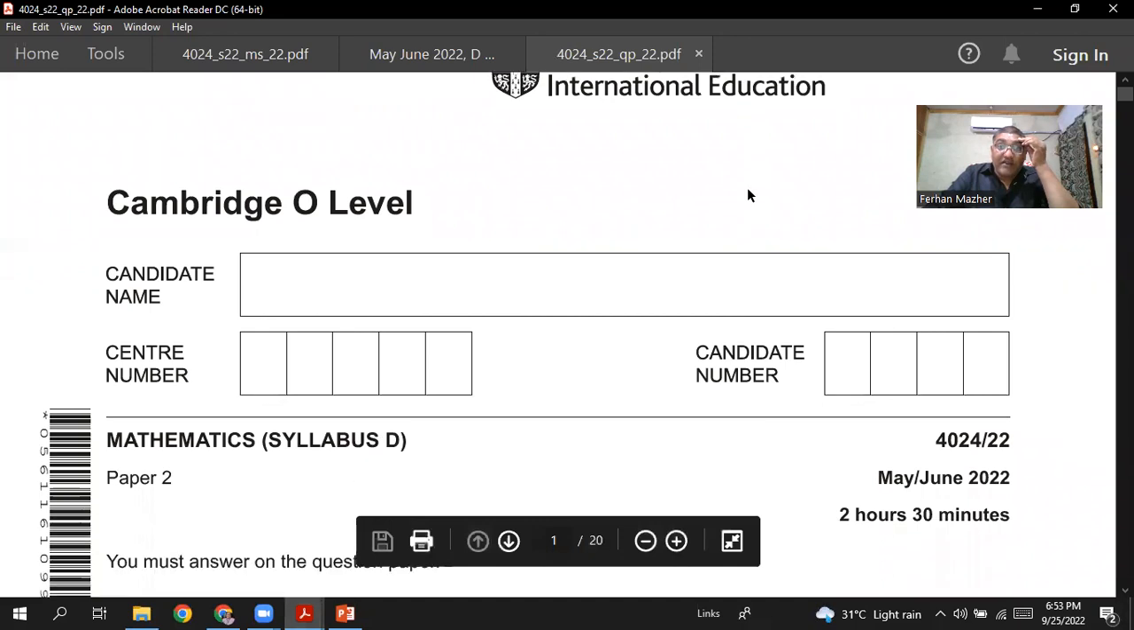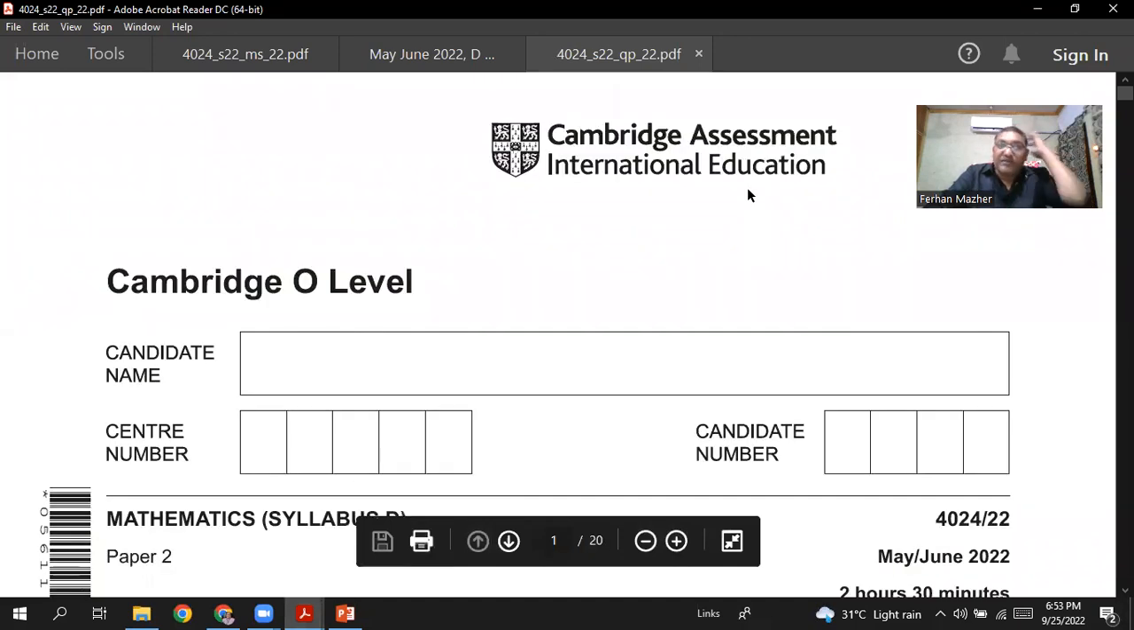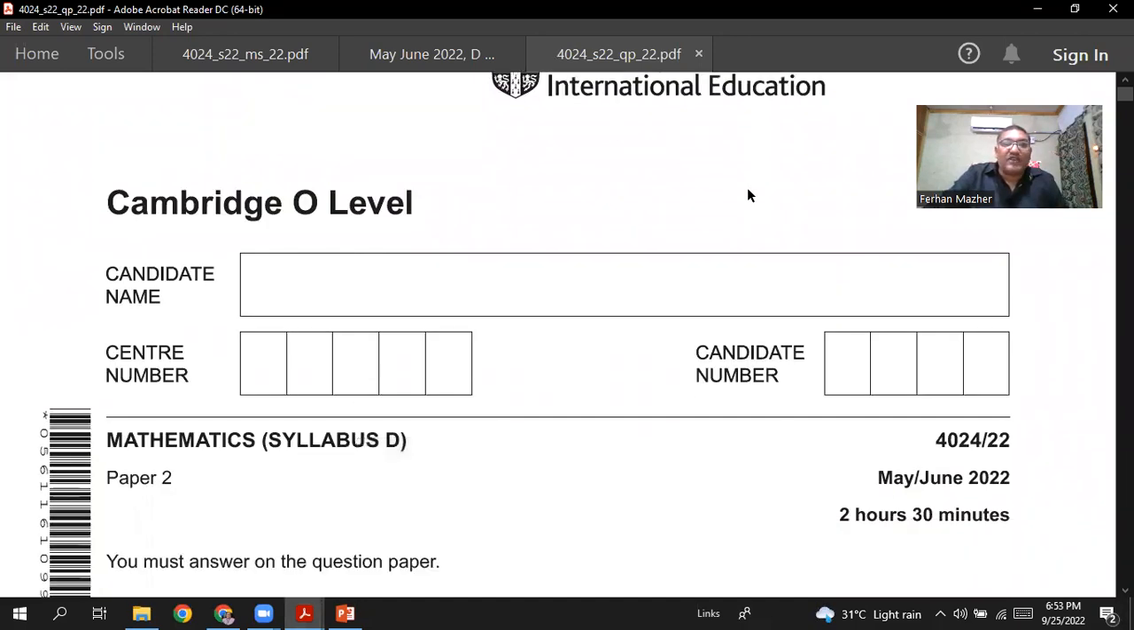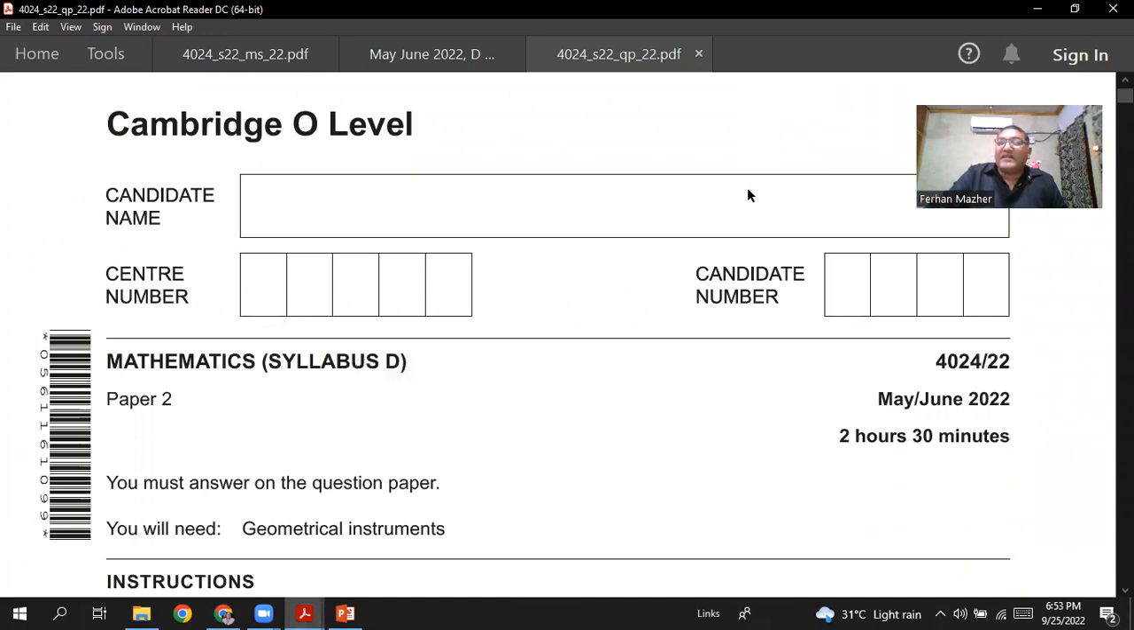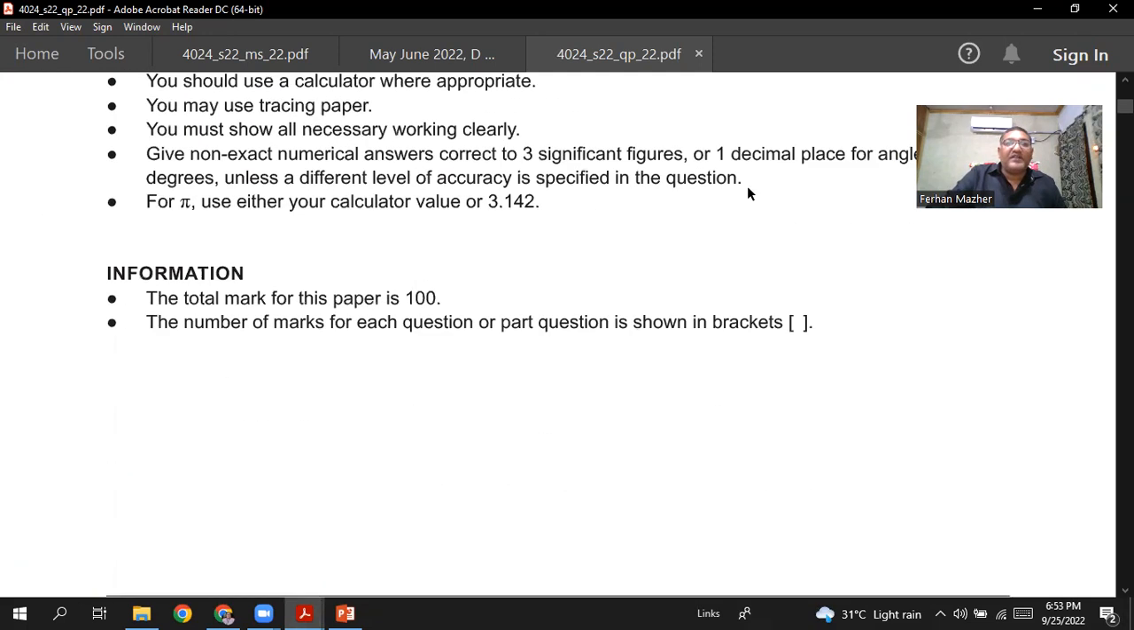Cambridge Assessment International Education, Cambridge O Levels, Mathematics Syllabus D 4024, paper 22, May-June 2022. The time allowed is 2 hours and 30 minutes. The calculator is allowed in this paper. So let's start this paper.